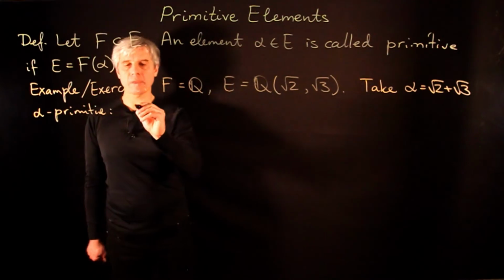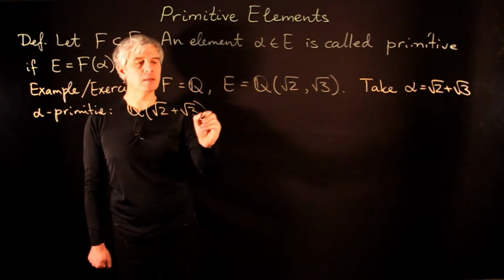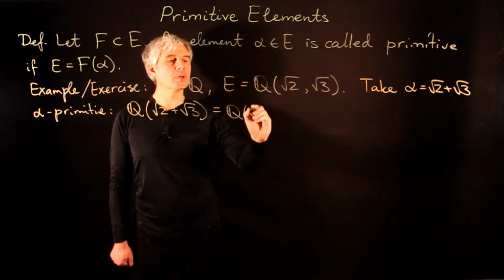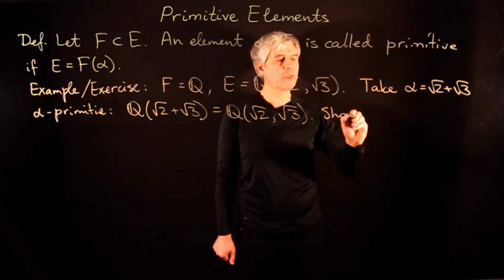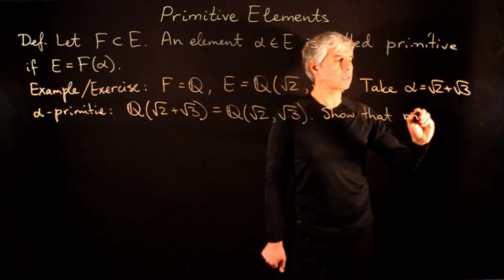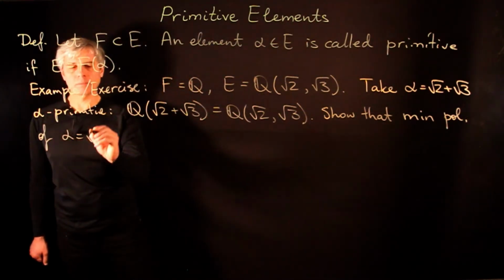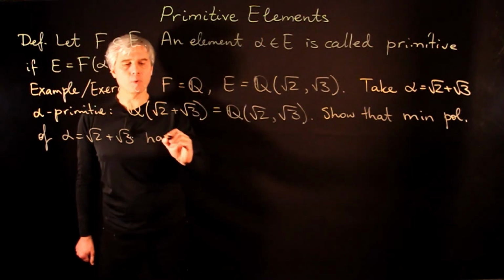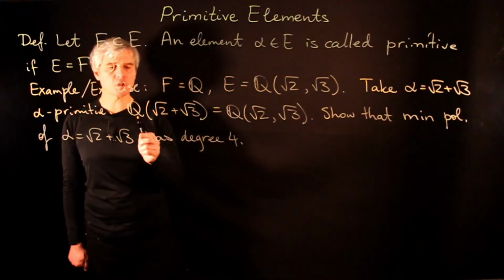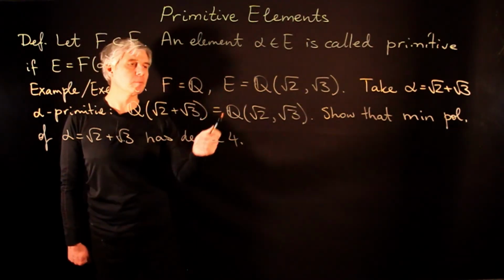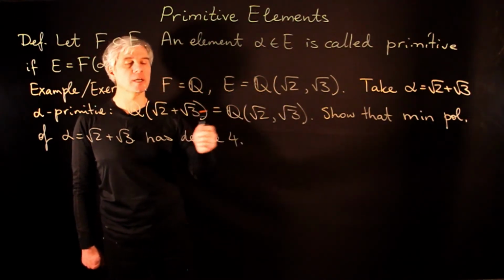So that is, the extension of Q with square root of 2 plus square root of 3 will contain both square root of 2 and square root of 3. And to prove this, show that the minimal polynomial of alpha has degree 4. This will give us that the dimension of Q of alpha over Q is equal to 4. But we also know that the dimension of E over Q is also equal to 4. This shows that we have this equality.